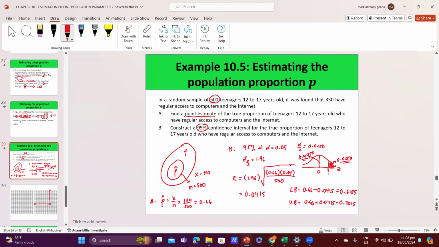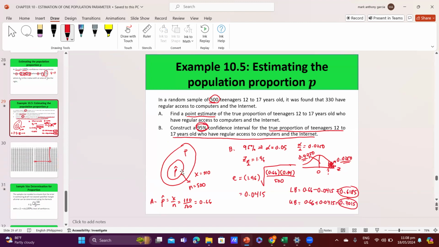So that means we are 95% confident that the true proportion of teenagers 12 to 17 years old who have regular access to computers and the internet is between 0.6185 and 0.7015. In percentage form, that's between 61.85% and 70.15%.